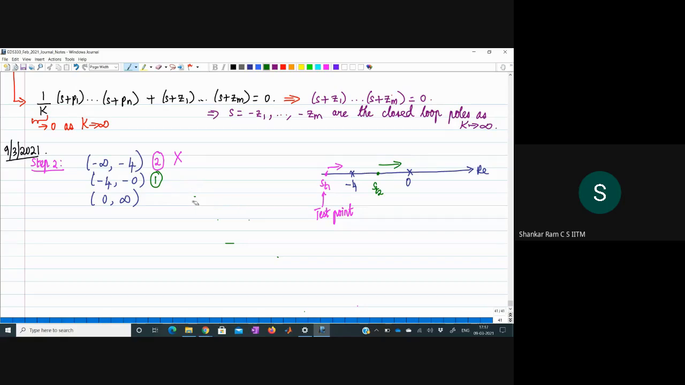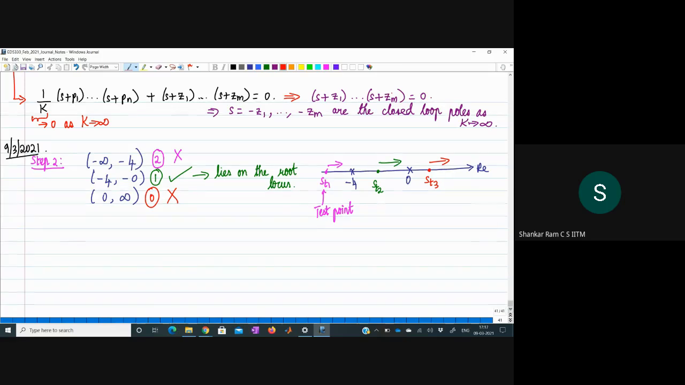Let me write all these things down very clearly. The region from -4 to 0 lies on the root locus because, if you take a test point, it has an odd number of real open loop poles and open loop zeros to the right. Similarly, if you take a test point ST3 and look to the right of it on the real axis, there are no real open loop poles and no real open loop zeros. So the answer is 0, and this does not lie on the root locus.